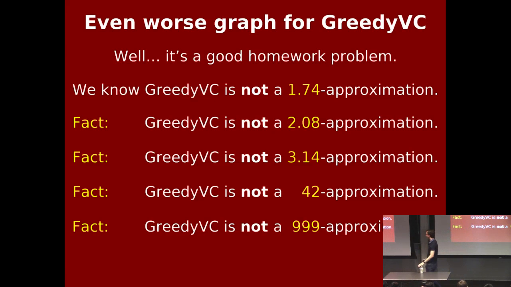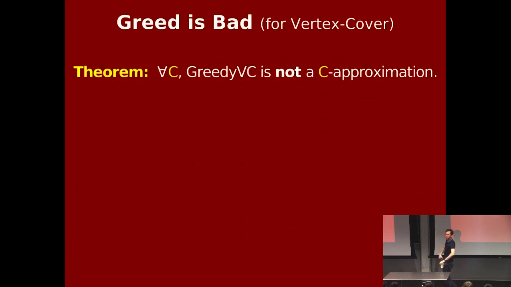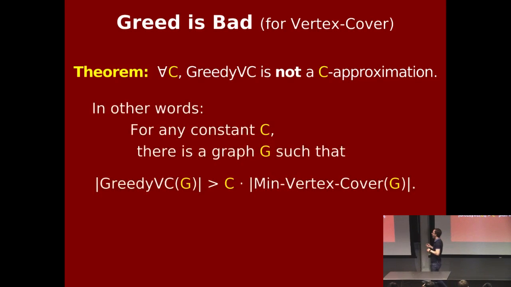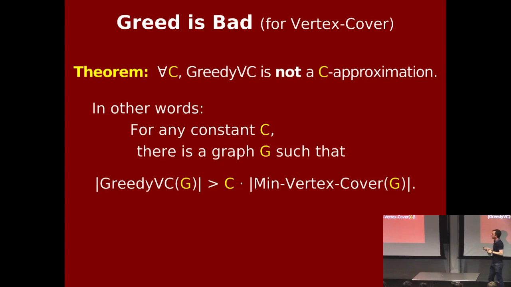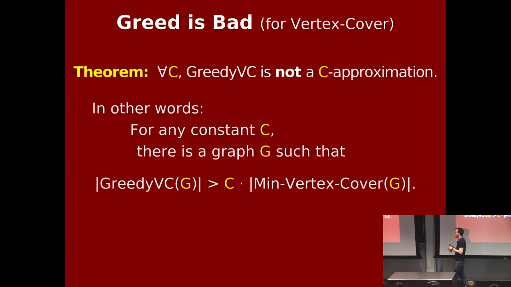It's quite bad, actually. In fact, you can prove, and this is not too hard, that for every number C, like 42, 999, a million, it's not a C approximation. There's some graph, depending on C, such that the size of the vertex cover greedy outputs is more than a C factor times as large as the minimum size.